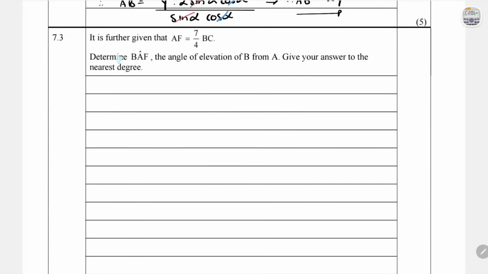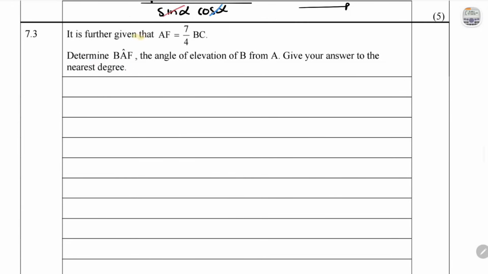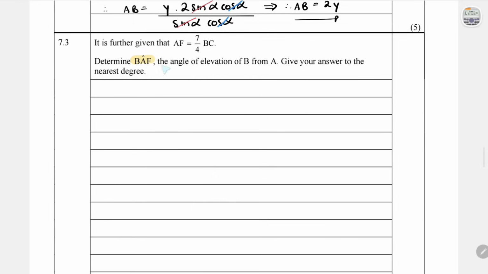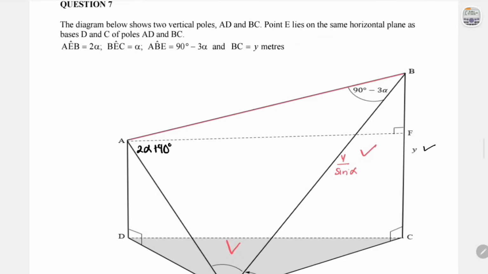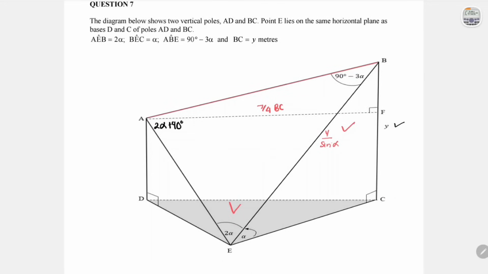And that is our answer. Question 7.3 says, it is further given that AF is equal to 7 over 4 BC, and they tell us to determine angle BAF, the angle of elevation of B from A, and we need to give our answer to the nearest degree. Okay, so it needs to be a whole number that we get as the final answer. Okay, so let's put that down. So AF is equal to 7 over 4 BC. So it's been named in terms of BC. Okay, where is BC? BC is over here, which is y. Okay, so we'll just keep that in mind.